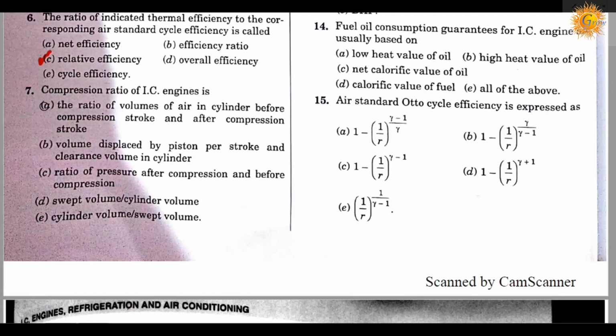Question number 7. Compression ratio of IC engine is: option A, the ratio of volume of air in cylinder before compression stroke and after compression stroke. Option B, volume displaced by piston per stroke and clearance volume in cylinder. Option C, ratio of pressure after compression and before compression. Option D, swept volume upon cylinder volume. And option E is cylinder volume upon swept volume. So correct answer is A.